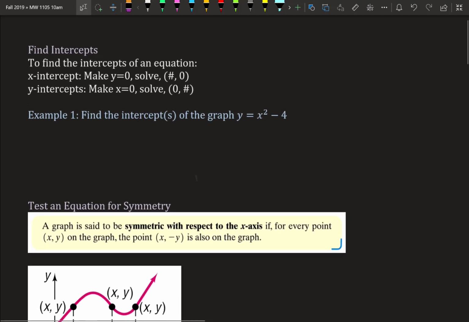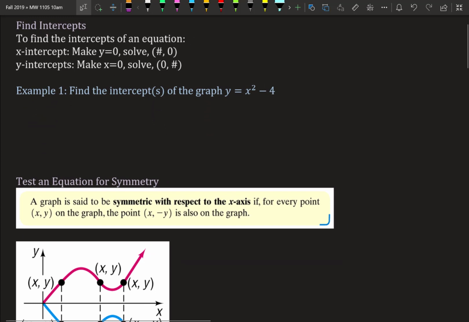All right. Before we get ahead of ourselves, let's talk about intercepts. To find intercepts of an equation, and you see I'm not being specific, this is how you're going to find your intercepts. To find the x-intercept, you make y equals 0, and you solve. Your point will be the number and 0. If you want to find the y-intercept, you make x equals 0, you solve, then you have 0 and that number. So let's find the intercept or intercepts of the graph y equals x squared minus 4.